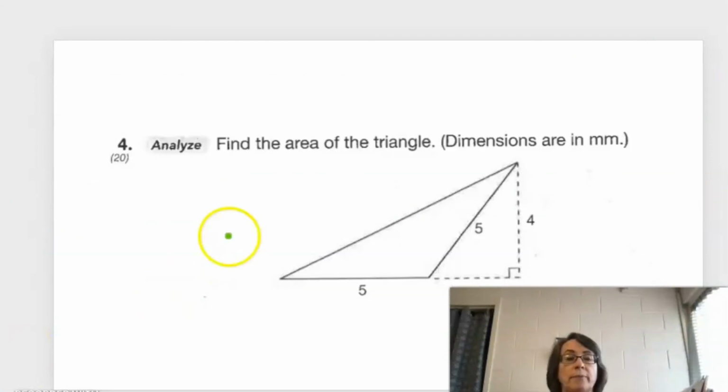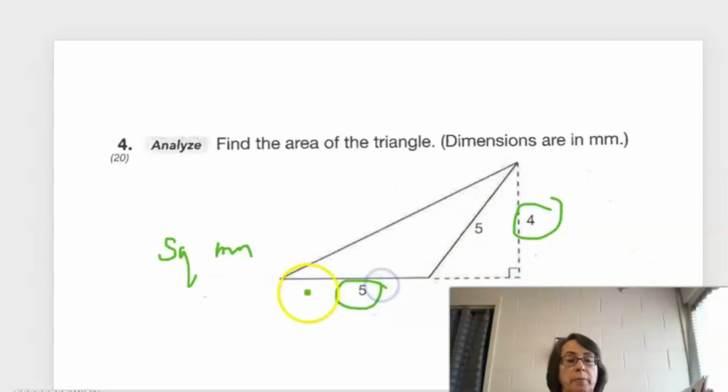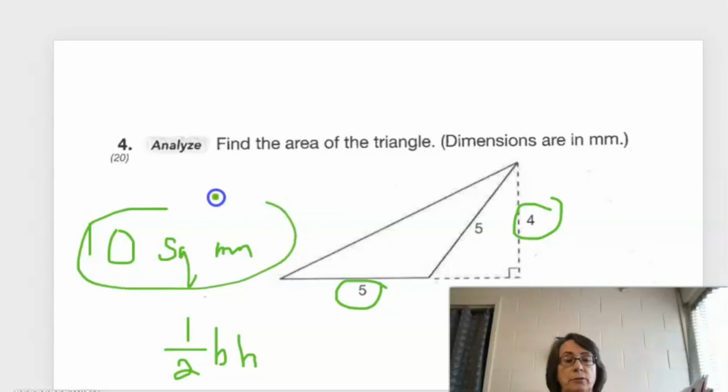Number 4. Find the area of the triangle. Dimensions are in millimeters, so area will be square millimeters, right? So we can go ahead and put that down. So now we've got the height is 4. The base is 5. And remember, area is 1/2 base times height. So we multiply base times height, and then we take a half. 4 times 5 is 20. Take a half of that is 10. So we have 10 square millimeters.